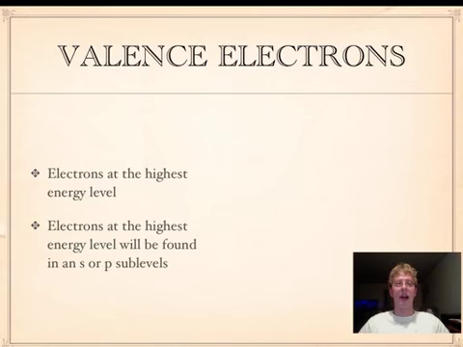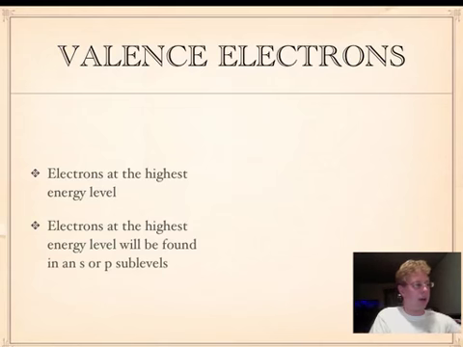So valence electrons, these are the electrons that are responsible for all chemical behavior for a given element. And they're the electrons that are found at the highest energy level. Generally, valence electrons are going to be found in the S or P sublevels. We're not going to concern ourselves with the transition metals because they don't really follow the rules here.